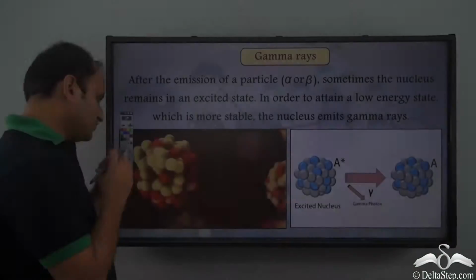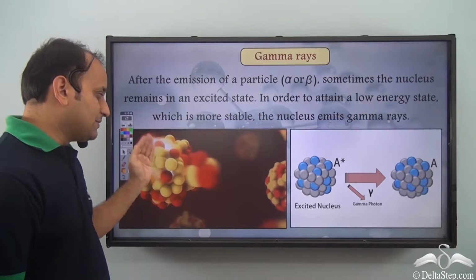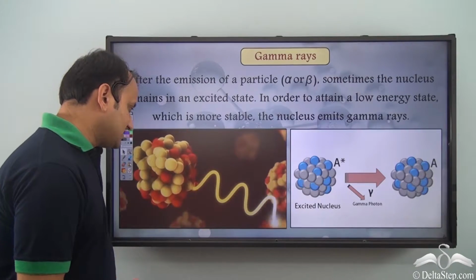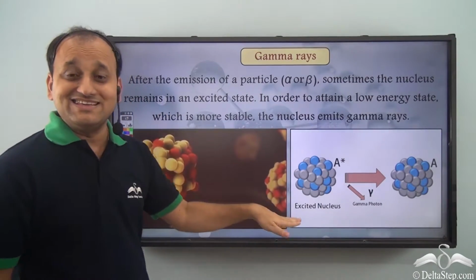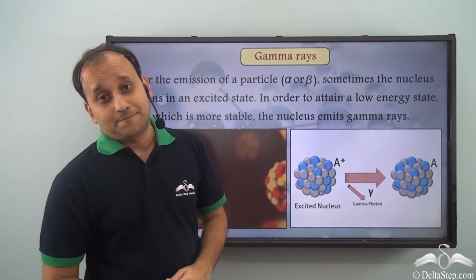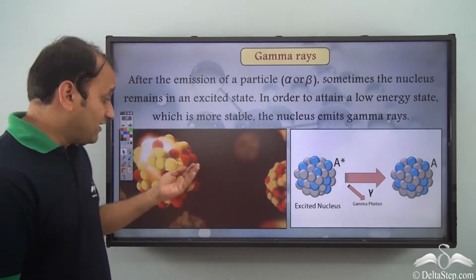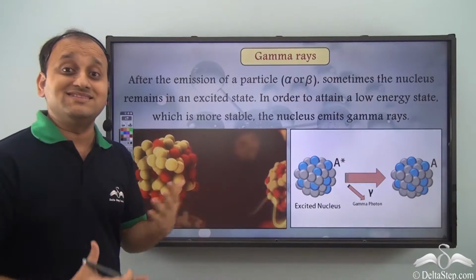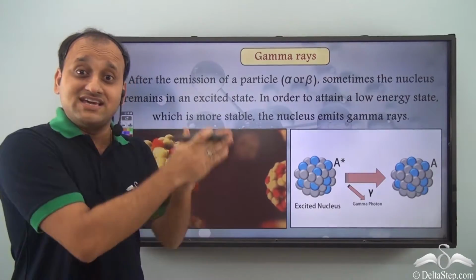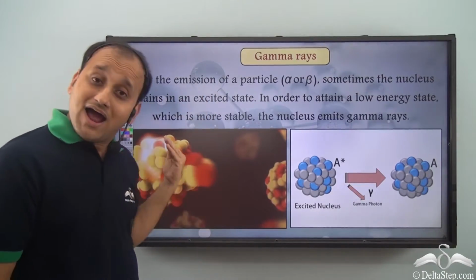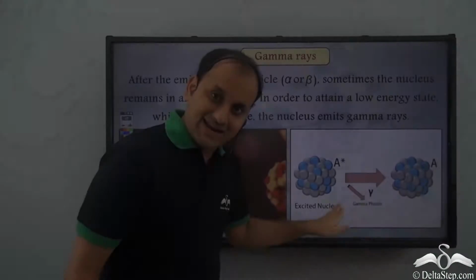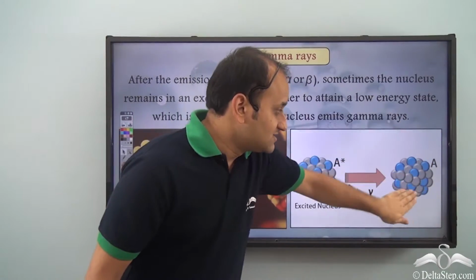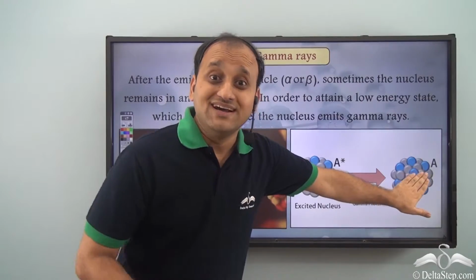Let's understand. So we see here there is a nucleus, it emits an alpha particle and it is in a very excited state, and to attain a low energy state it releases a gamma ray. So this is how gamma radiation occurs. Whenever alpha or beta particles are emitted from a nucleus, sometimes the nucleus remains in an excited state, and to attain a low energy state it emits gamma radiation. So we have an excited nucleus, it releases a gamma photon, and as a result it is in a lower energy and more stable state.